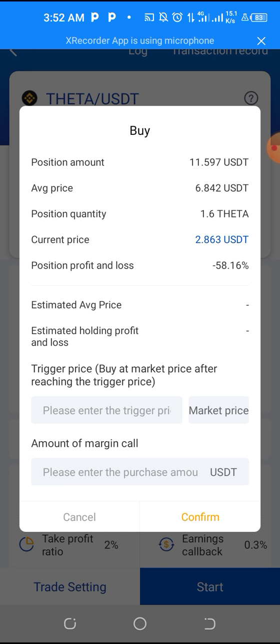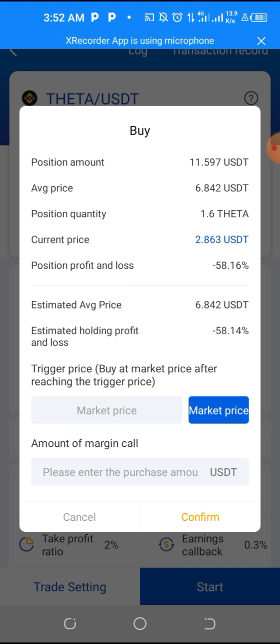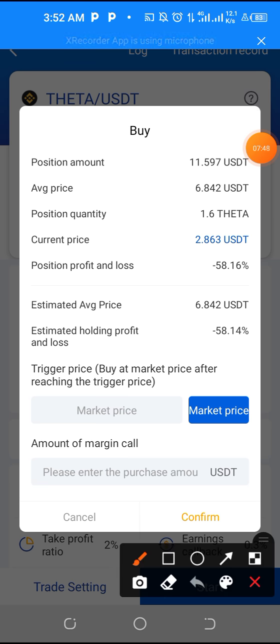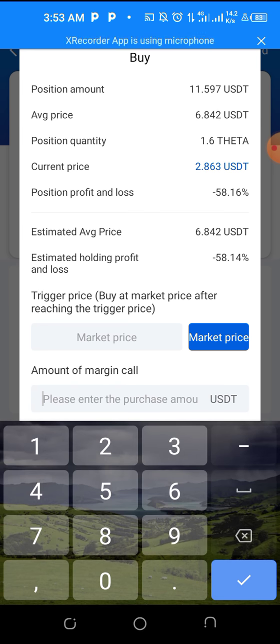So now what you need to do first is to click on market price to bring out the estimated average price you started with, and the current holding profit and loss. I can see it. So now you enter here. You now begin to put some money here. You must already have a backup fund in your Binance to do this.